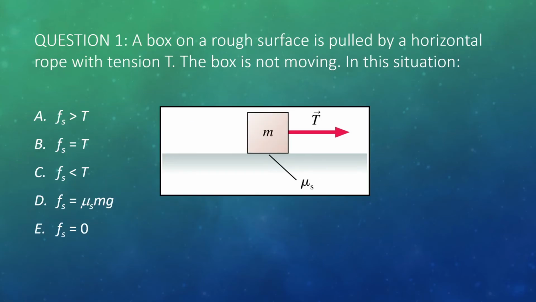And so what we see is that they should be equal to one another. The answer is B here. The amount of friction pulling back is going to balance the tension force pulling it forward. I should have drawn it the same length. I just got lazy. So they're the same size.